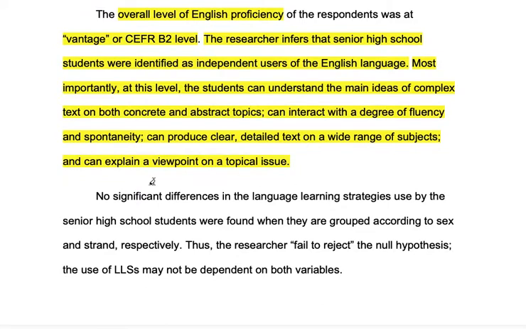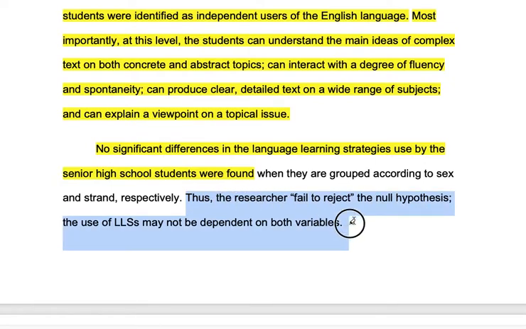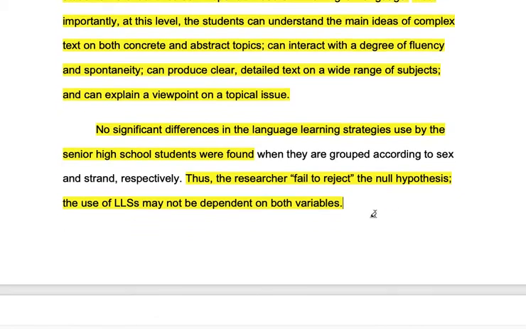Next, okay, research question number 3. As mentioned, we write the conclusions and we state if the hypothesis is accepted or rejected. So this time, the researcher wrote, no significant differences in the language learning strategies used were found. Okay, thus, very important, you write: thus, the researcher failed to reject. The correct term is failed to reject the null hypothesis, meaning we accept the null hypothesis. The correct term to be used in your paper is failed to reject the null hypothesis.